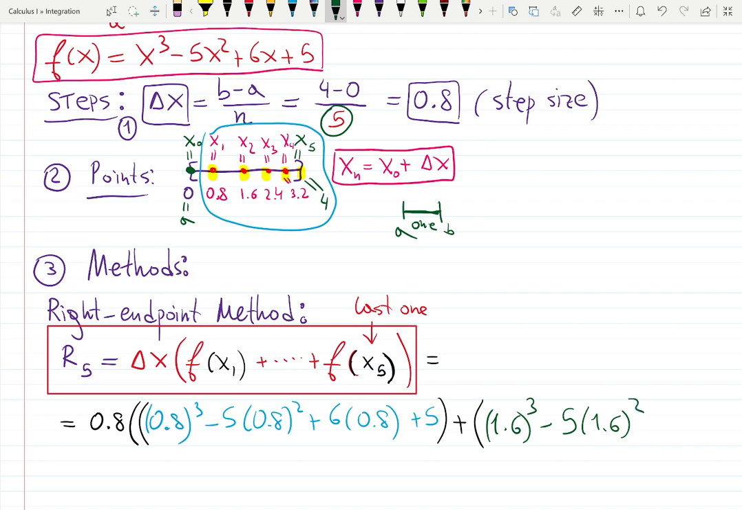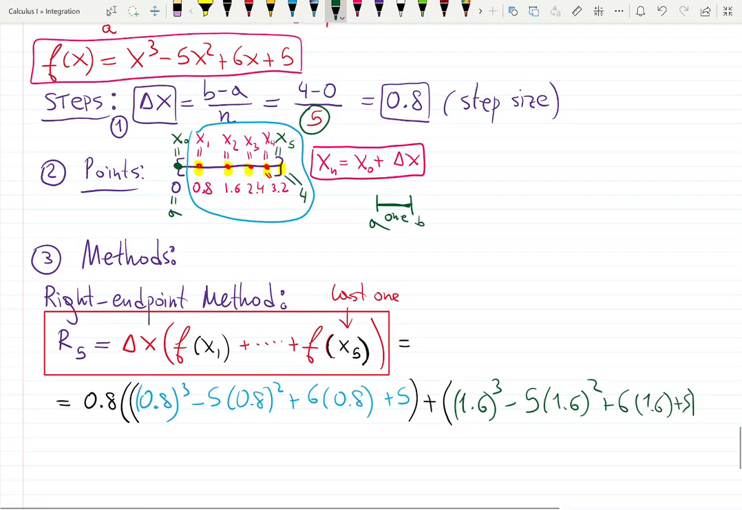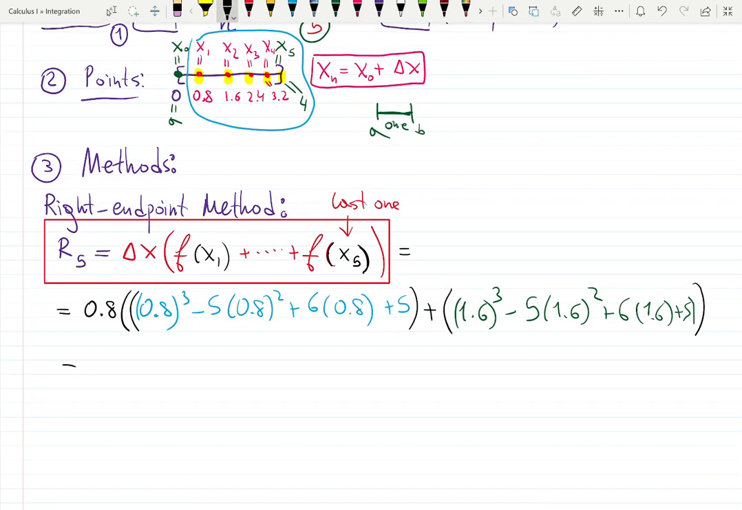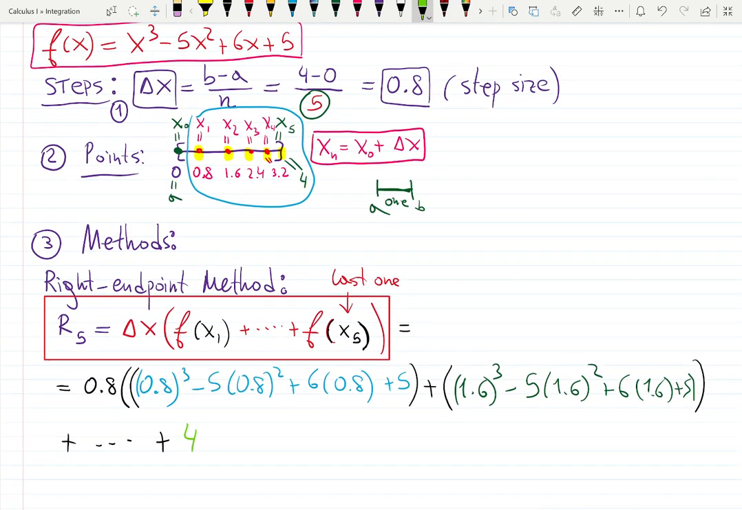1.6 squared plus 6, 1.6 plus 5, and so on. And you keep plugging. You can actually solve them separately in the table if you want, and then plug in the answers. And don't forget that you have to plug in the last one. And the last one is 4. Let me put it in green color. It's going to be 4 cubed minus 5 times 4 squared plus 6 times 4 plus 5. That's the last one.